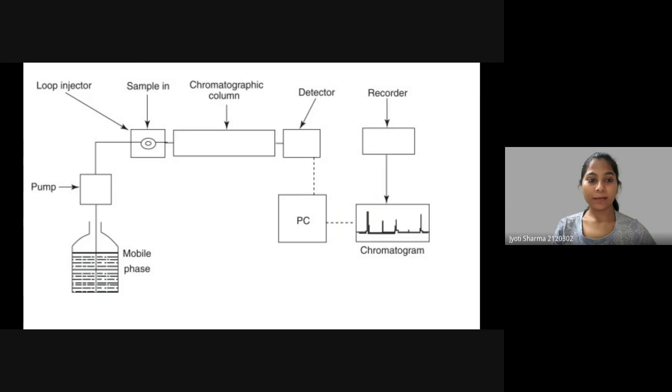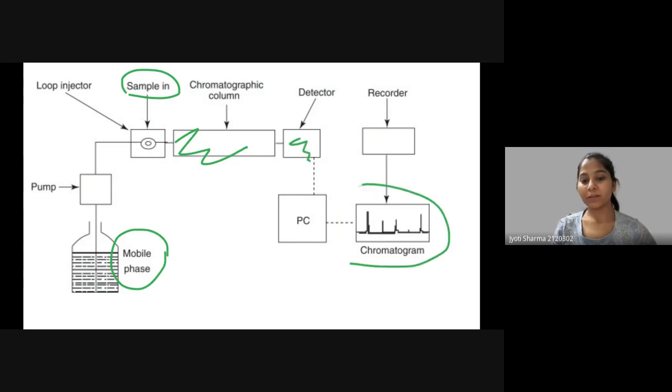So this is something like this. Again, we do have here mobile phase. So this is liquid, not gas. And then we have here sample. Then this is chromatographic column. We talked about this. And here we may have a different type of detector. And this will give you the chromatograph.